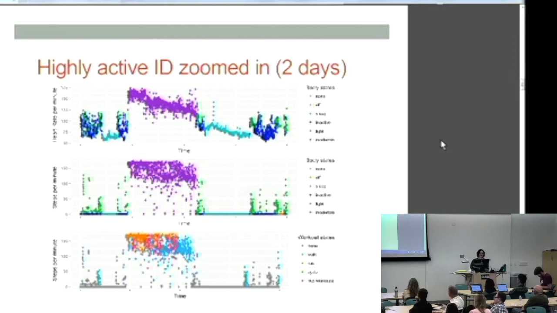So there are fun things that popped out of the data like this. For 12 hours, some kind of ultra marathon, and then you can see after that, she slept for quite a while. That was kind of fun to see in the data.